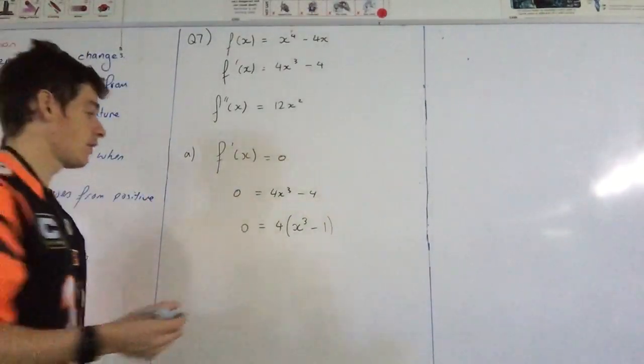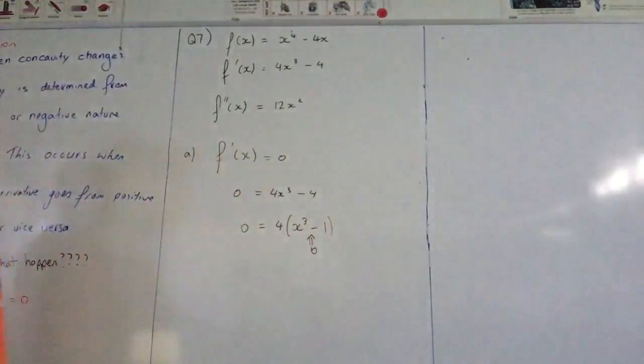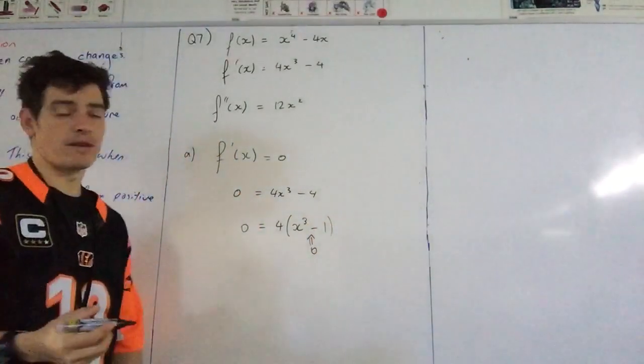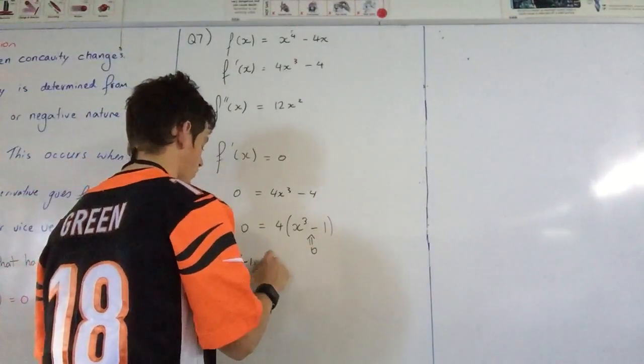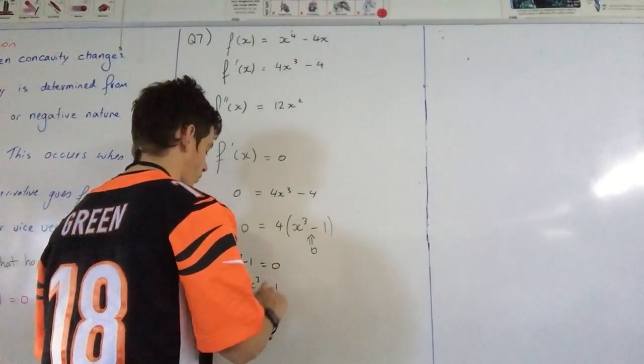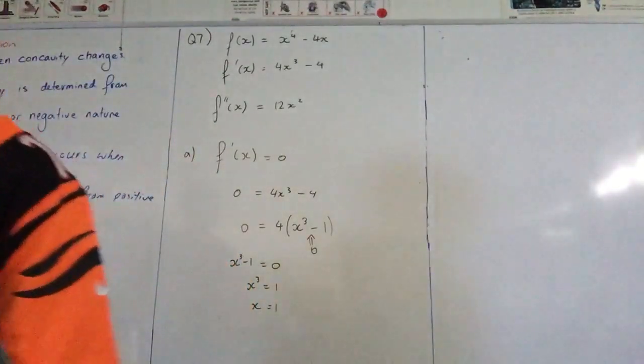Again, the only thing in that function that can equal 0 is the x cubed minus 1. 4 times 0 will give you 0. So I know that x cubed minus 1 equals 0, which means that x cubed equals 1 and x equals 1. So I know that my stationary point occurs at x equals 1.